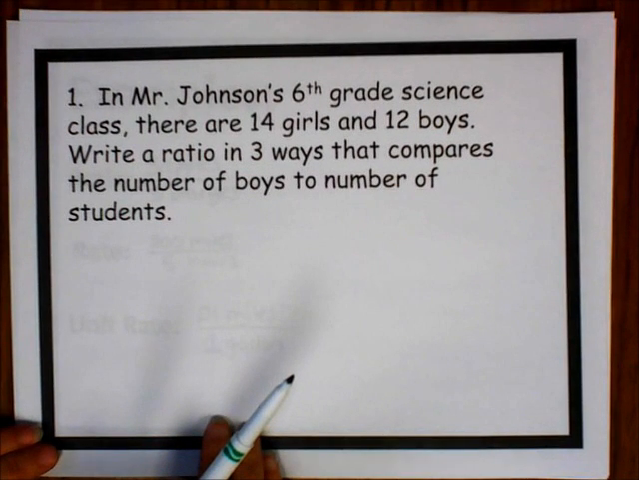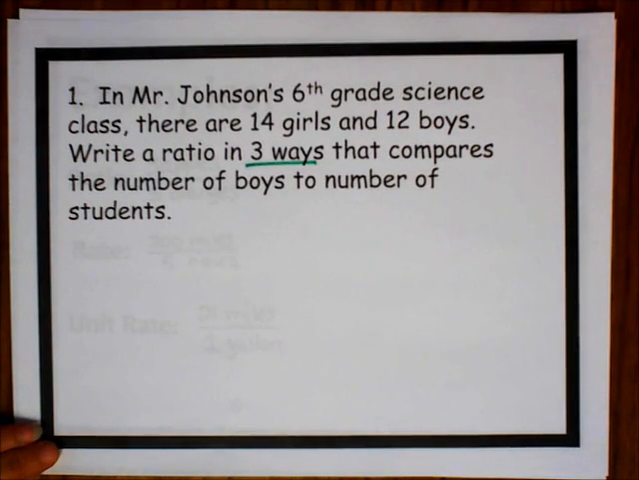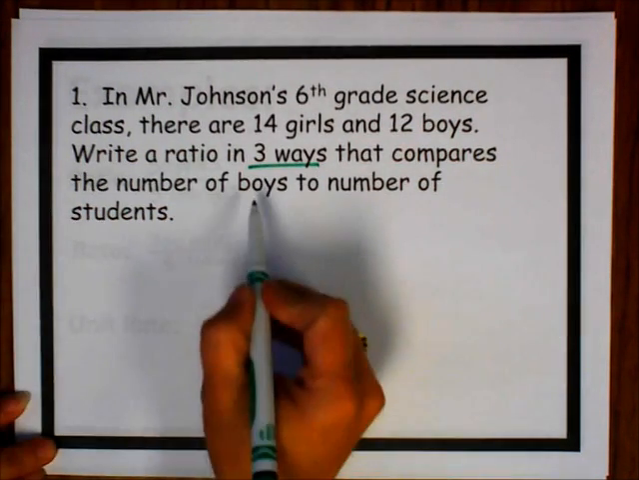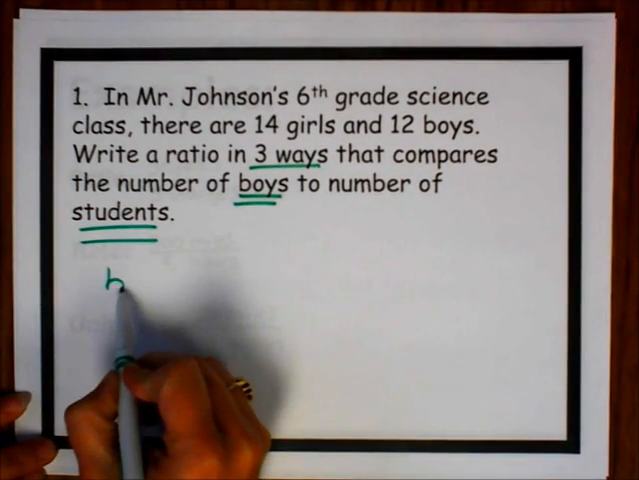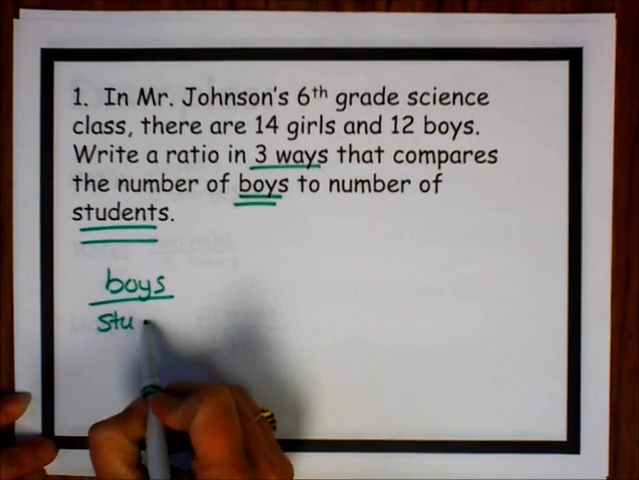Let's look at example number 1. In Mr. Johnson's 6th grade science class, there are 14 girls and 12 boys. Write a ratio in 3 ways that compares the number of boys to the number of students. So first we're going to label our ratio. They are asking us to compare boys to students. So we're going to write boys over students.